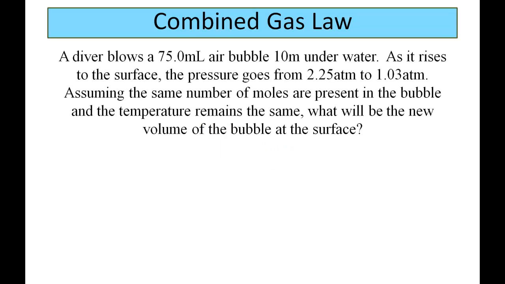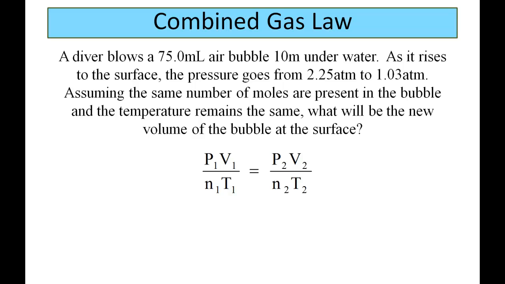Here's an example that shows the combined gas law. A diver blows a 75.0 milliliter air bubble 10 meters underwater. As it rises to the surface, the pressure goes from 2.25 atmospheres to 1.03 atmospheres. Assuming the same number of moles are present in the bubble and the temperature remains the same, what will be the new volume of the bubble at the surface? So essentially we're blowing a bubble under high pressure conditions and the bubble is rising, going to a lower pressure situation.